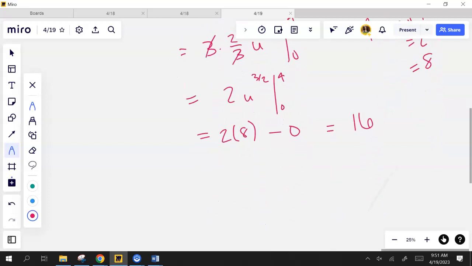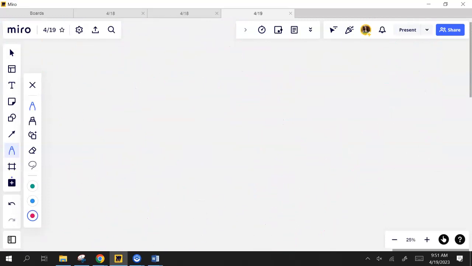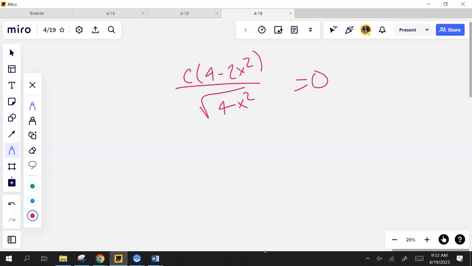Well, really, what was it? C times 4 minus 2x squared over square root of 4 minus x squared. Where's that equal 0? So where's the top going to equal 0? So you just set that top there equal to 0. You find that x is the square root of 2. It's actually plus or minus square root of 2, but again, negative square root of 2 is not in my domain, so I don't have to worry about it. My domain, of course, is from 0 to 2. Looking at the graph, I know the domain is restricted 0 to 2.